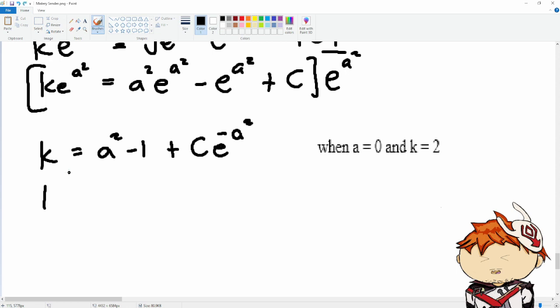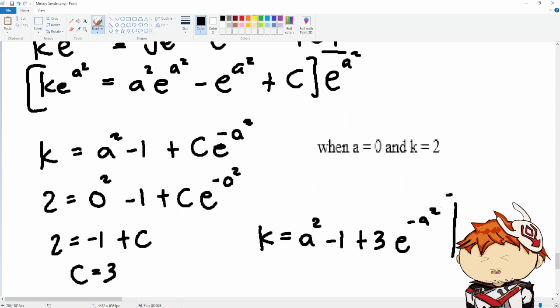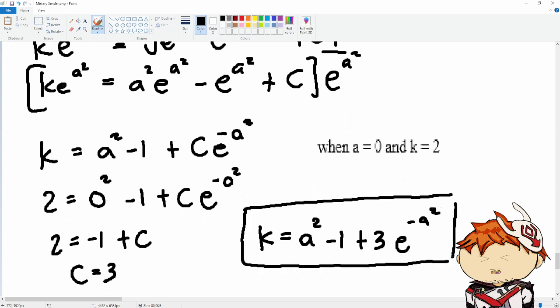k is 2 when A is 0. So 2 is equal to 0 squared minus 1 plus C e raised to negative 0 squared. Anything raised to 0 is 1. So this will become 2 is equal to negative 1 plus C. C is equal to 3. And our particular solution now is k equals A squared minus 1 plus 3e^(negative A squared). This is now our particular solution and the answer to number 4.